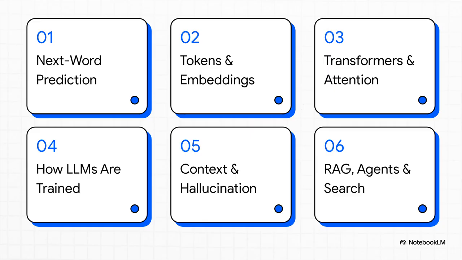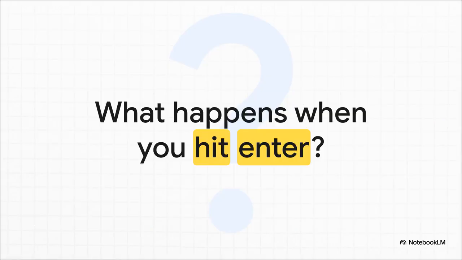We'll start with the next word prediction machine, then dive into tokens, embeddings, and math. After that, we'll hit transformers and attention mechanisms, how these LLMs are actually trained, hallucinations and context windows, and wrap it all up with RAG, agents, and search. All right, let's just get right into it.